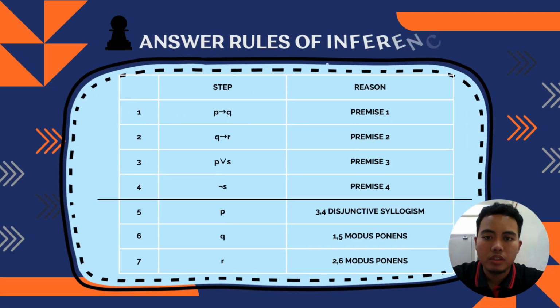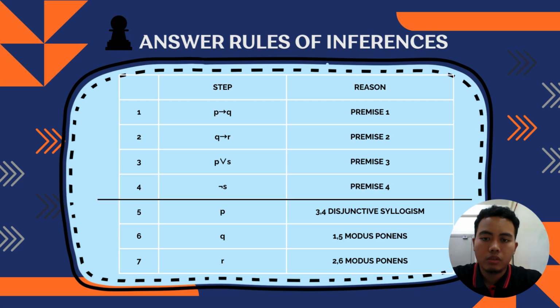To answer the question, the first step is to list down the 4 main statements in the table like in the slide, and then label them as premise 1, 2, 3, and 4. After that, we identify which 2 statements can use the rules of inference from the 4 main statements.